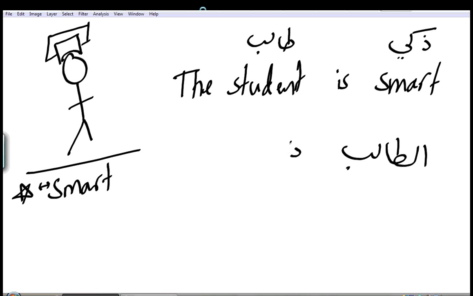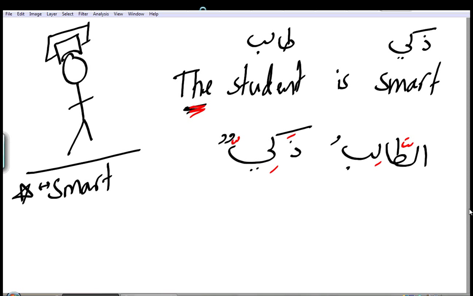الطالب ذكي. Okay, so the student is smart in Arabic is الطالب ذكي. Now notice this. We started with the, right? So you start that الطالب with the.